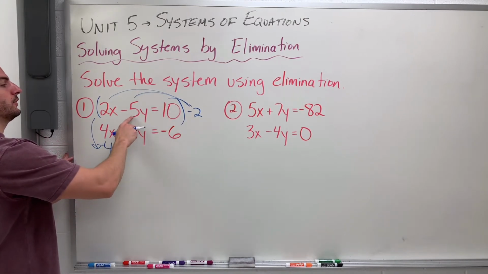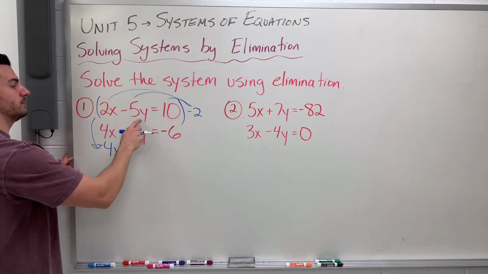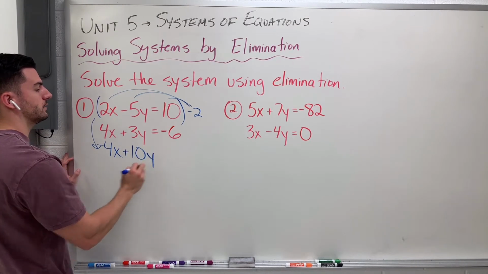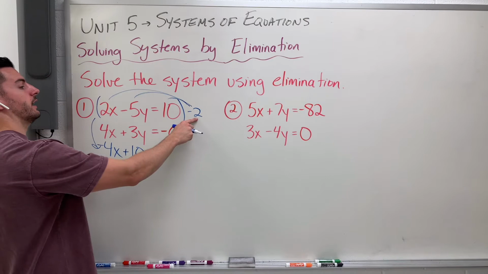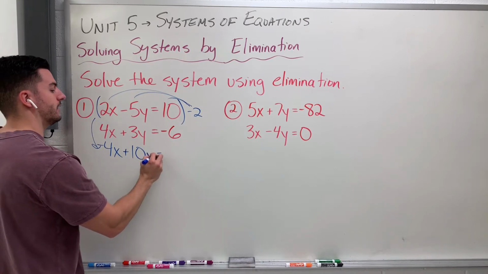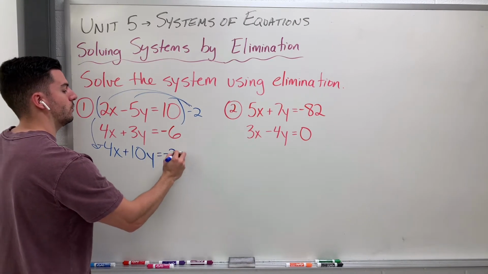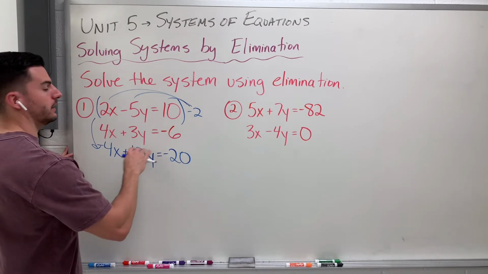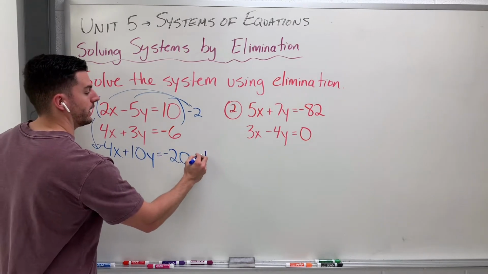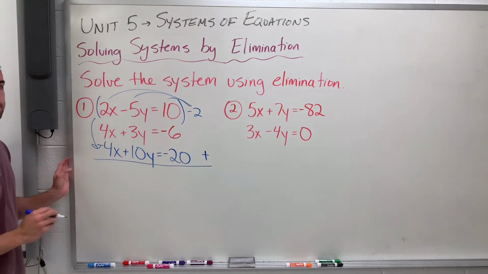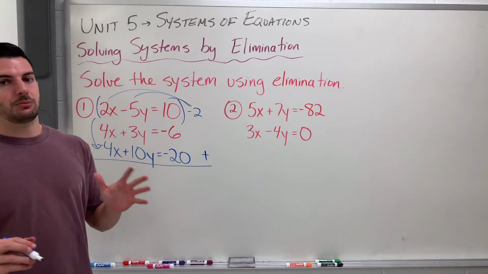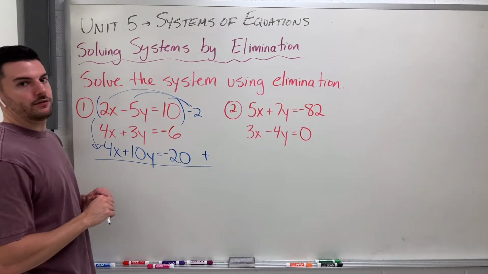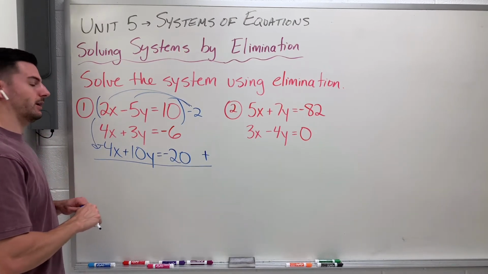Negative 2 times this negative 5y. So negative 2 times negative 5 would be positive 10y, and that's good. And then negative 2 times this positive 10 would be a negative 20. So I had to change this equation up a little bit so that it does cancel when I add the two equations together, okay? So that's the step one that you have to check for, is you have to check for your variables to see if they'll cancel. Okay, but now they will.